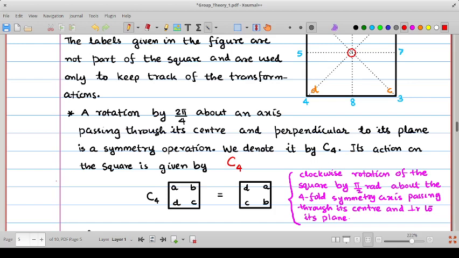In general, if we have an axis and a rotation by 2 pi by n about that axis leaves the system invariant, we will call that axis a Cn axis, and the group operation is also called the Cn operation. In this case, the rotation is by pi by 2, and therefore it's 2 pi by 4, and we call this operation a C4 operation.